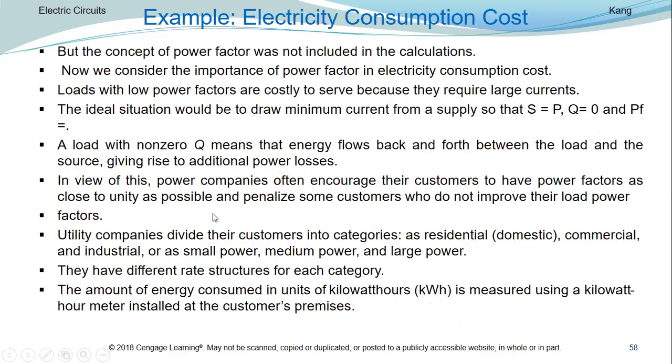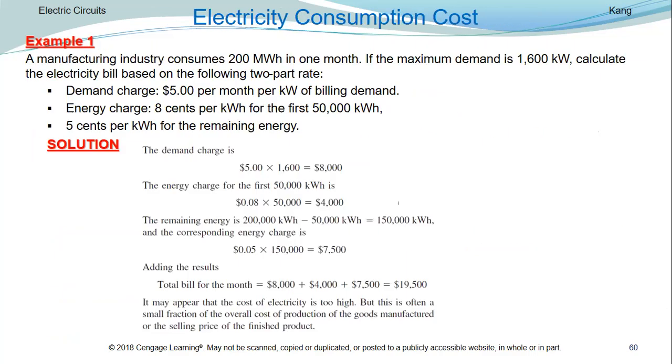Again, this is compiling the solution of 11.9. So this is the electricity consumption cost. How to find the electricity consumption cost? A manufacturing industry consumes 200 megawatt hours in 1 month. If the maximum demand is 1600 kilowatts, calculate the electricity bill based on the following two rates. Remember that there are two charges. First is my demand charge, and second is the energy charge.